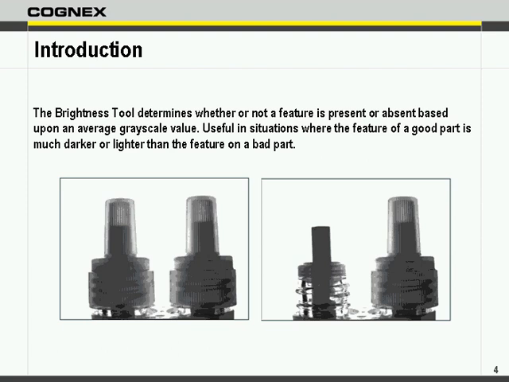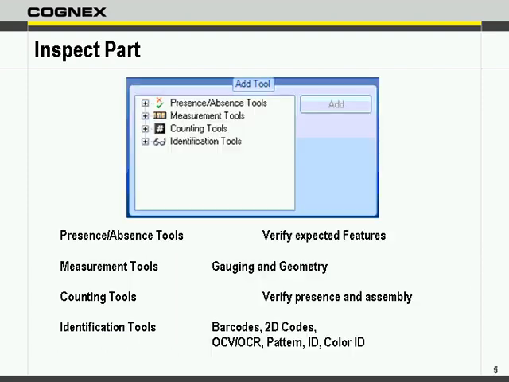Same thing with this application here. We could use some other tools. A presence-absence tool would lend itself very well here to determine if this product has a cap on it. Obviously, the part with the cap on it would be a good product. We also can determine whether that wick in the center of the cap is present also with another tool.